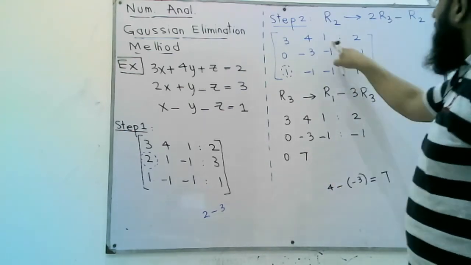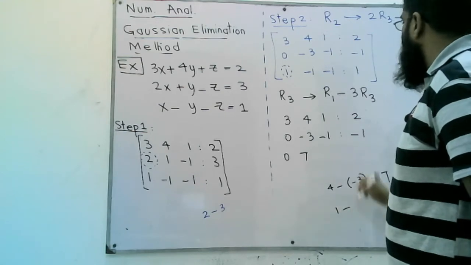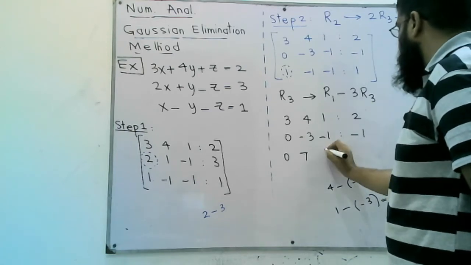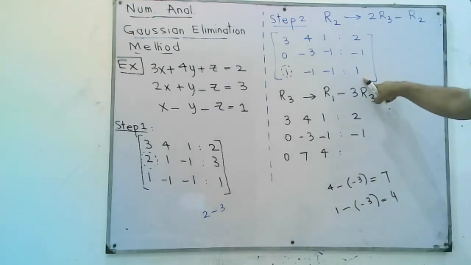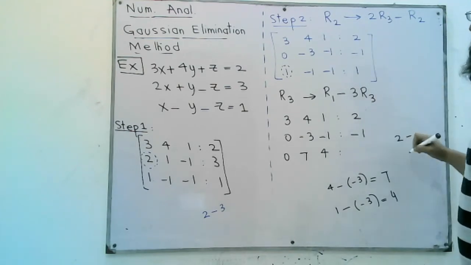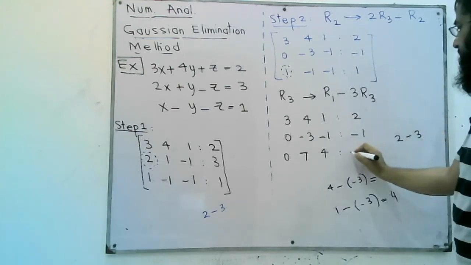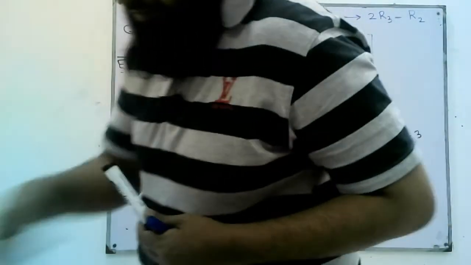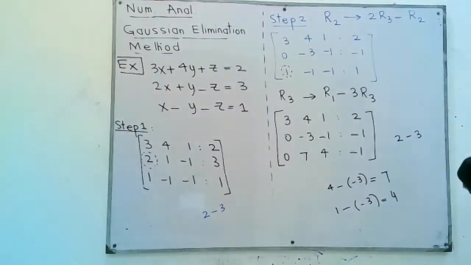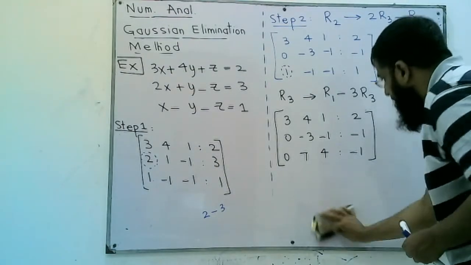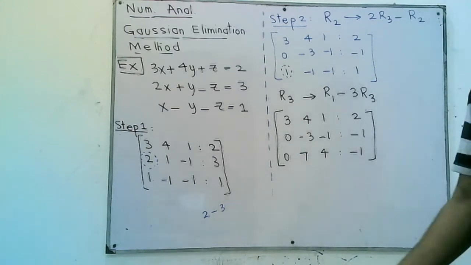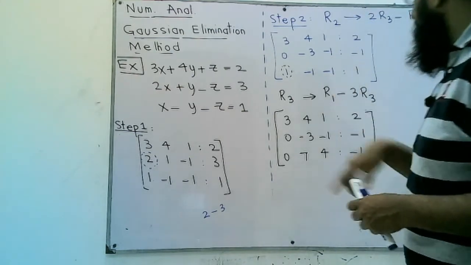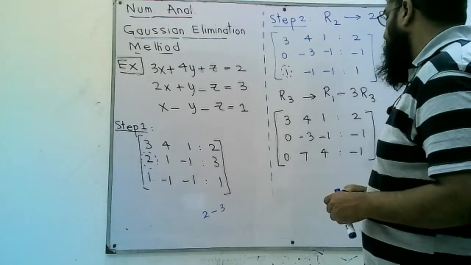Right, then R1 is 1 minus 3 times R3 minus 3. 1 plus 3 is 4. And then we have R1 2 minus 3 times R3. 2 minus 3 is minus 1. So we are left with this matrix. And now we have a 0 here. The last sub-step of step number 2 is to have a 0 here.